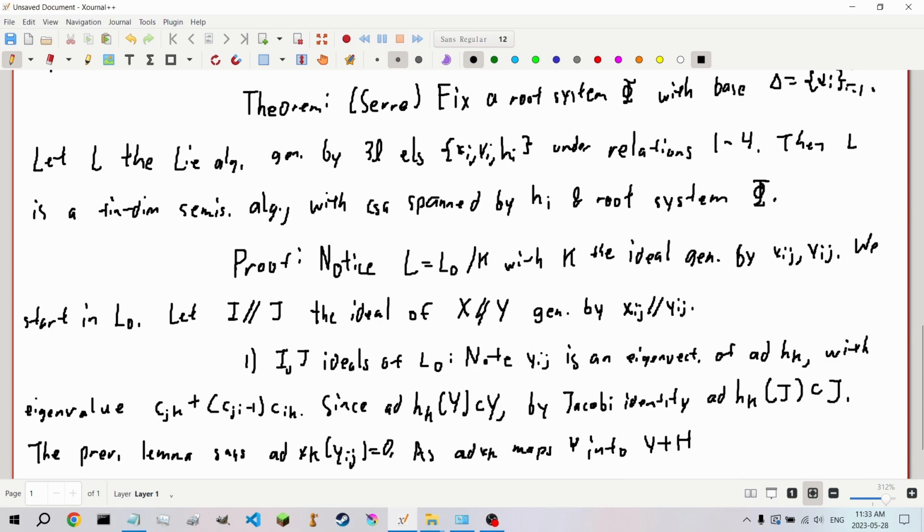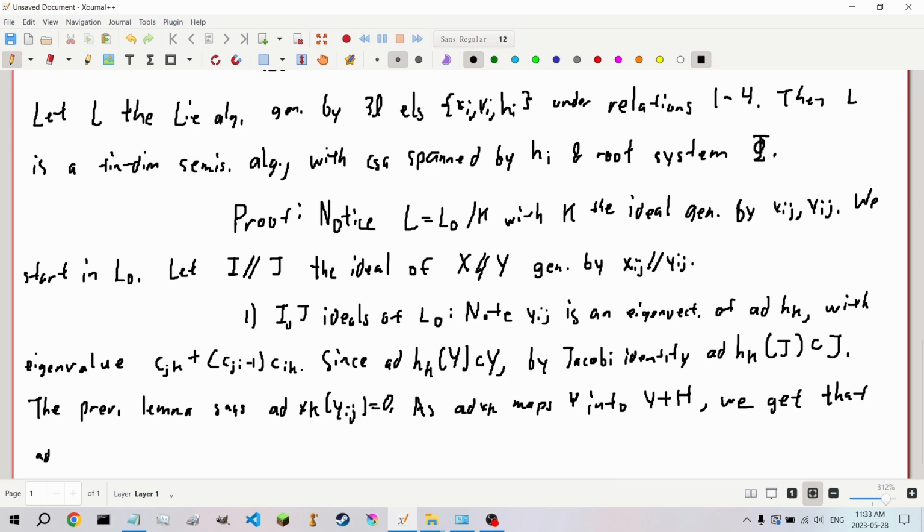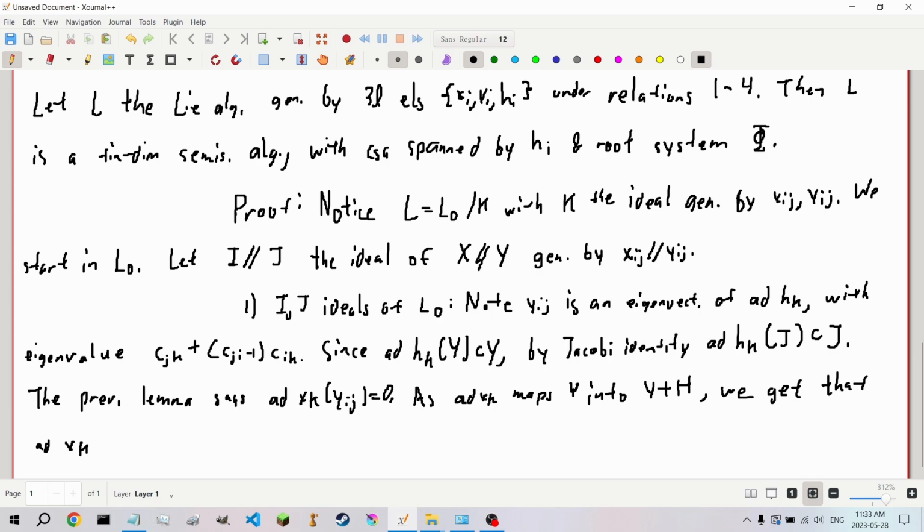We get with our previous results that the adjoint of xk preserves y, maps J into J. And once again, by the Jacobi identity, the adjoint of L0 then must map J into J. And we have, as I said before, similarly for I.